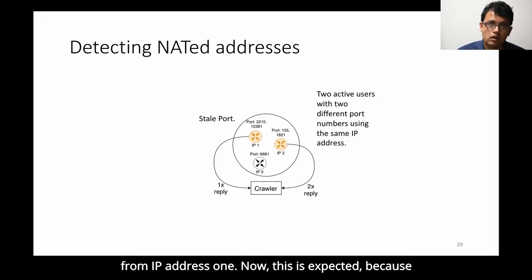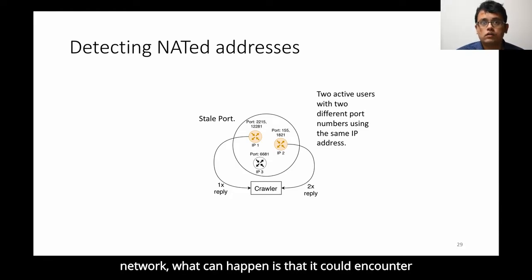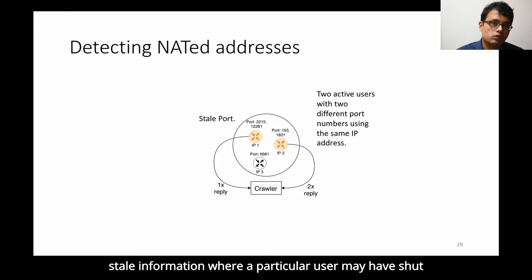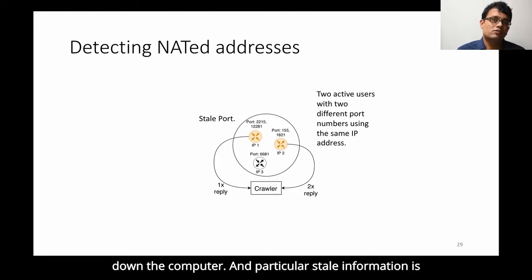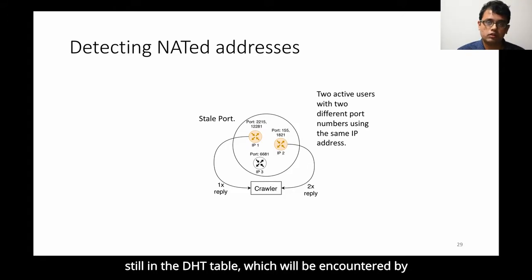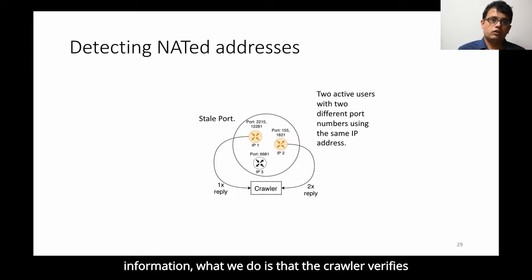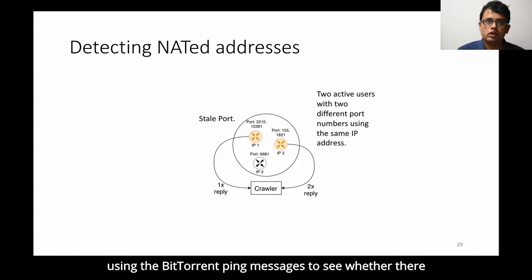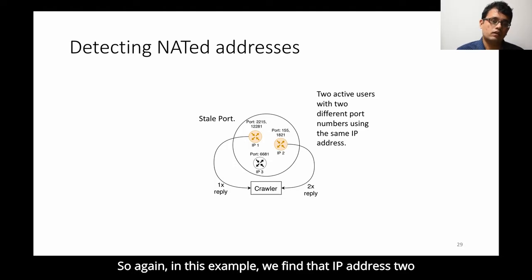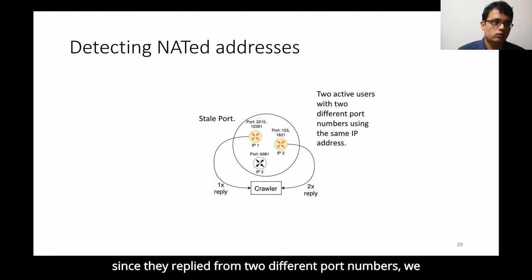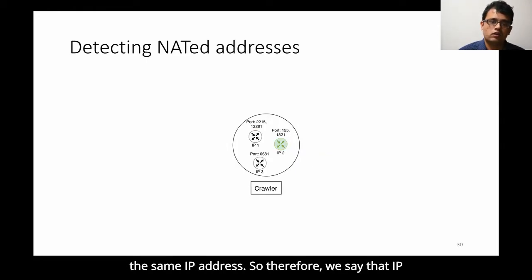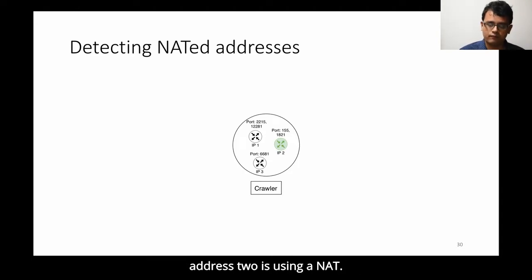This is expected because when the crawler is traversing the BitTorrent network, it could encounter stale information, where a particular user may have shut down their computer and the stale information is still in the DHT table, which will be encountered by the crawler. So in order to prevent stale information, we verify using the BitTorrent ping messages whether they are actually active behind the same IP address or not. In this example, IP address 2 replied from 2 different port numbers, so we know that there are at least 2 active users behind the same IP address. Therefore, we say that IP address 2 is using a NAT.